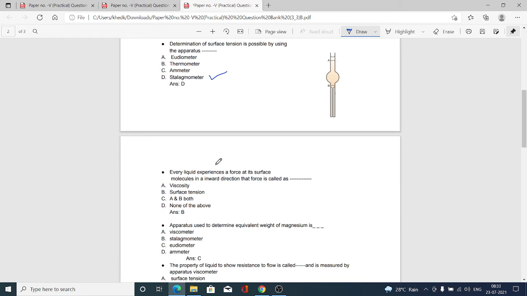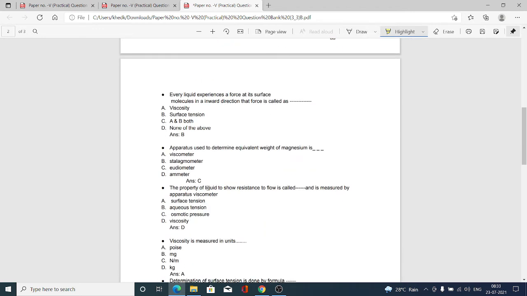Next multiple choice question: every liquid experiences a force at its surface molecules in an inward direction. That force is called dash dash. Option A is viscosity. Option B is surface tension. Option C is A and B. Option D is none of the above. The answer is B. In this case, option B is the correct option.